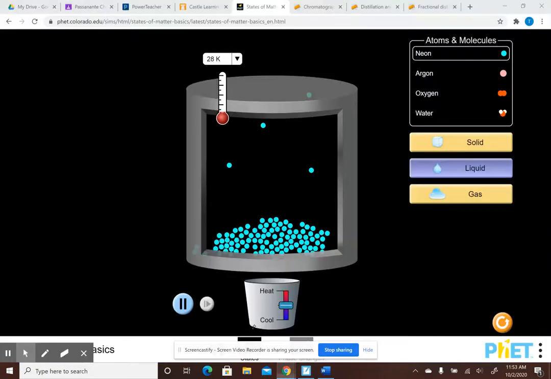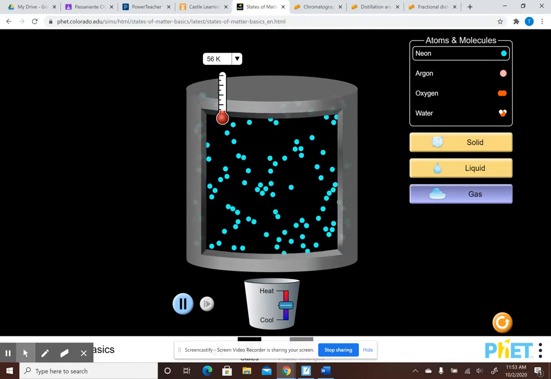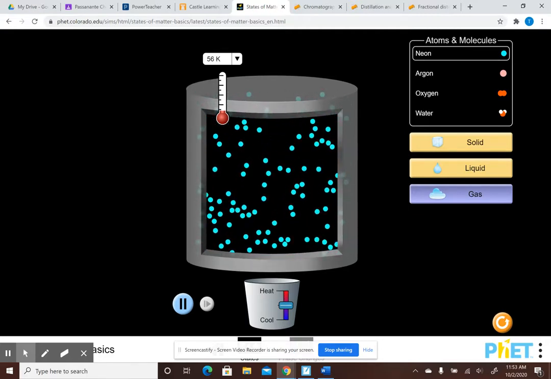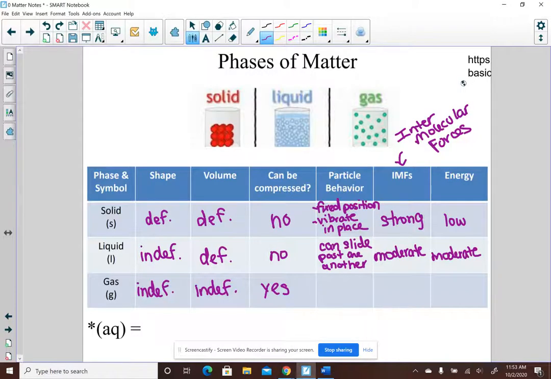For particle behavior, if I look at the gas phase, you can see our particles are moving much faster and they're much more random than they were in the solid or in the liquid phase. So for particle behavior, we can say they are very random in motion. Because they're so far apart, we know that the attractive forces are weak. That's why they're not getting close together. They're not very attracted to each other. And for energy, we can say high.